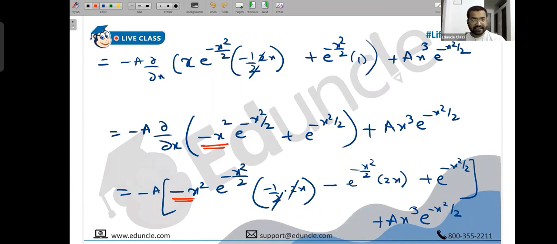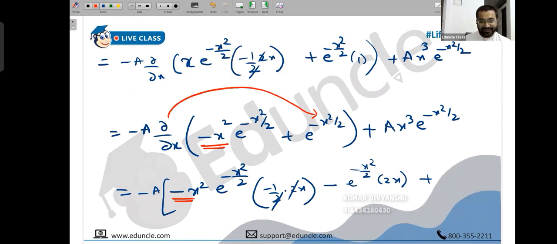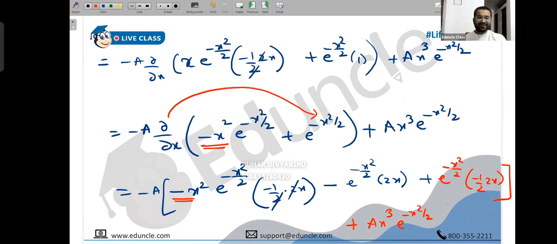After that I have the mistake. Wait, there is a derivative to this also, no? Which is e raised to minus x squared by 2 and then minus half into 2x. Now it's fine, and this term stays as it is. So your question helped me to find the mistake. Any questions? Keep asking questions, it helps me too.